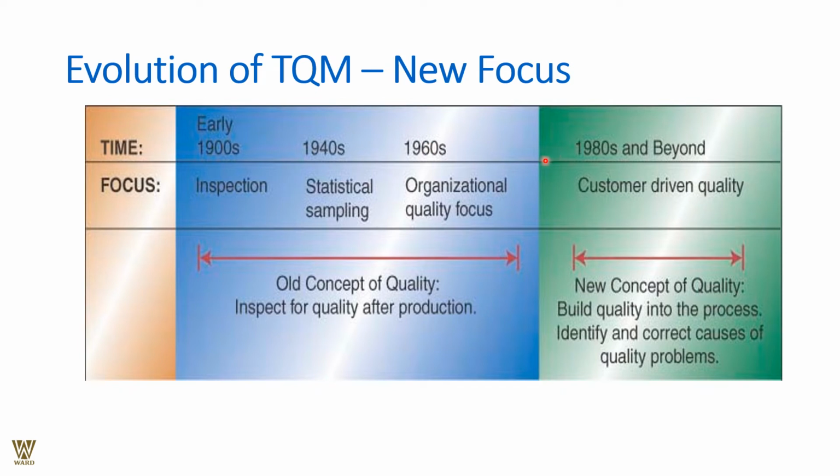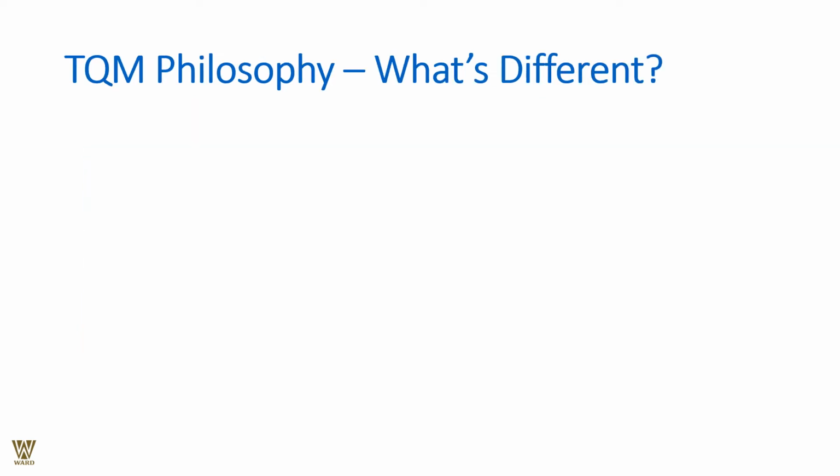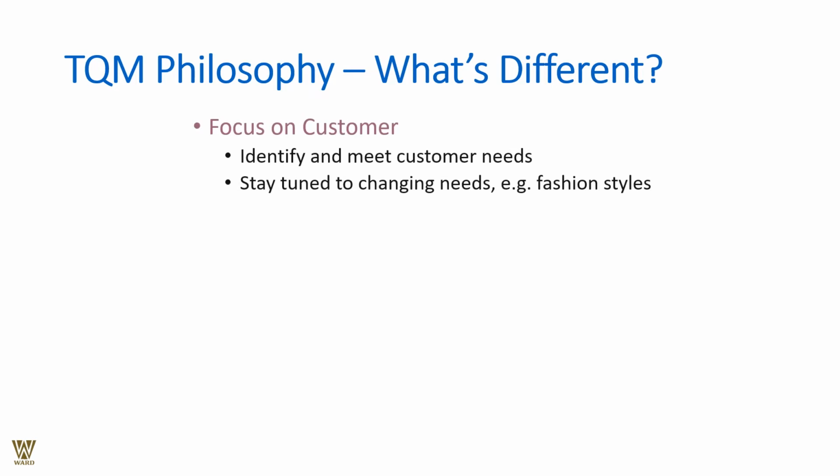1980s and beyond, it went beyond the organization walls. It was customer driven quality, and the new concept of quality, building quality into the process, identifying the correct cause and quality problems thereby, and that is what we are looking forward to. So the philosophy of total quality management, what is the difference?